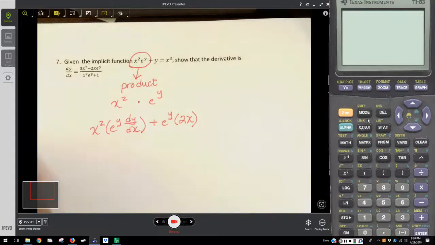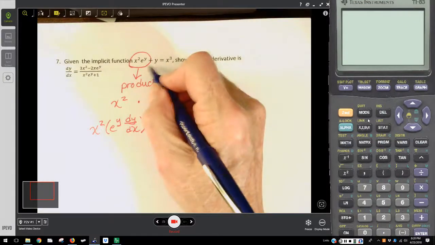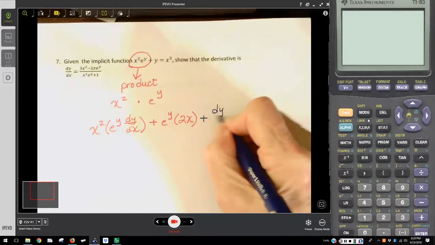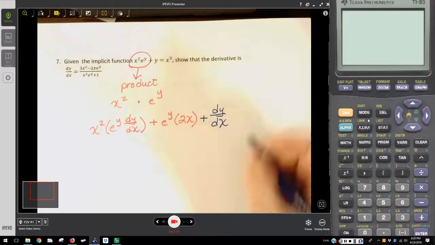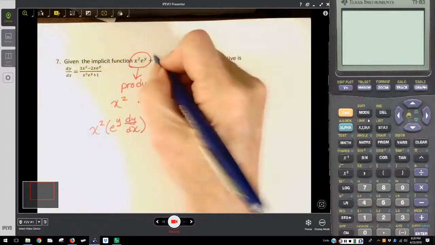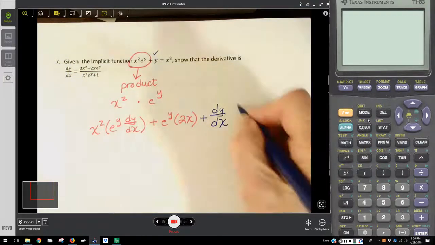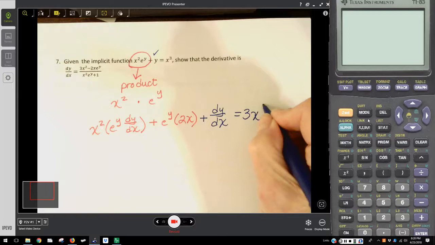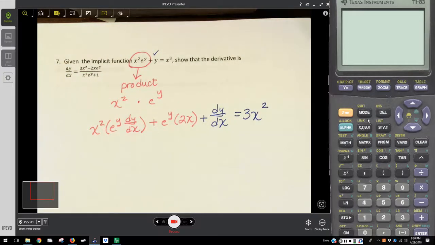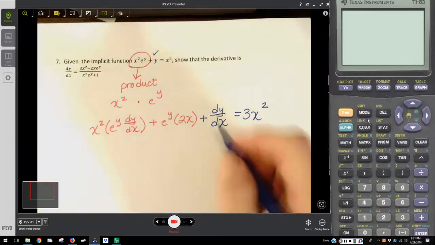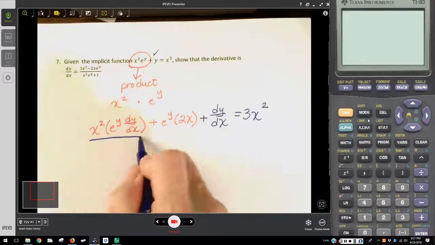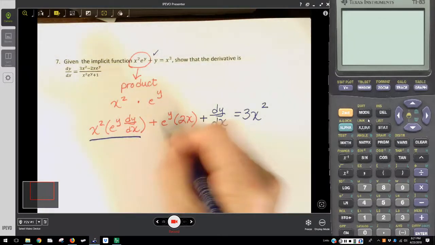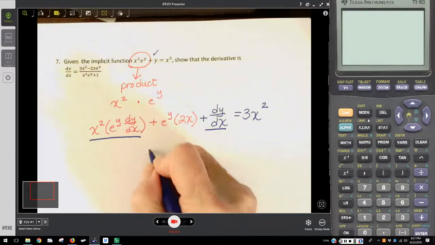Now we'll deal with the rest of the function. This is plus y, so the derivative of y is dy/dx. So we've taken care of plus y, and that's equal to x cubed's derivative, which is 3x squared. So now I have dy/dx here and dy/dx here. This term does not have dy/dx, so I need to subtract it from both sides.